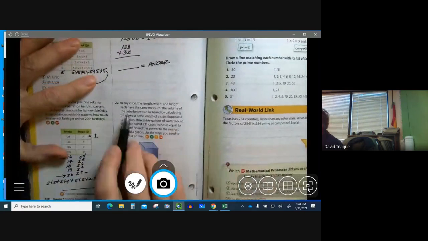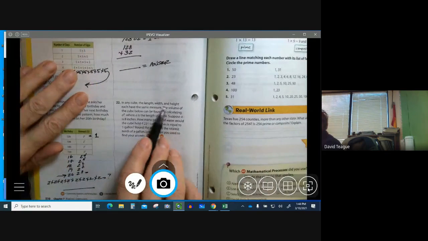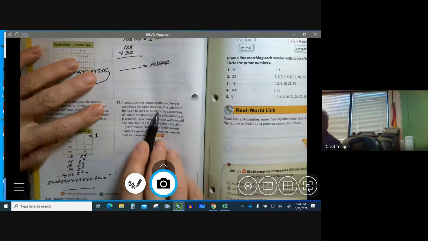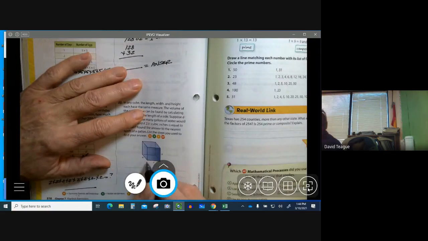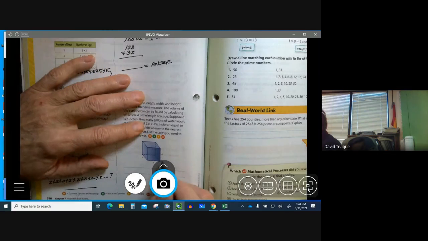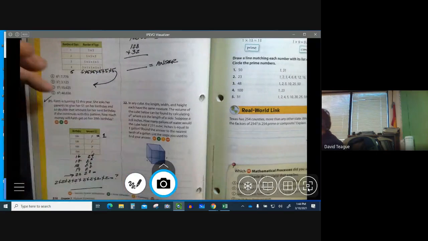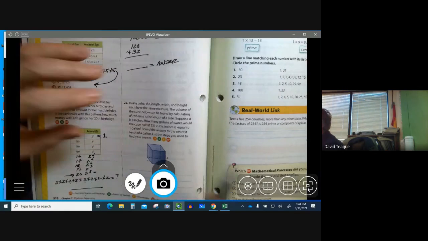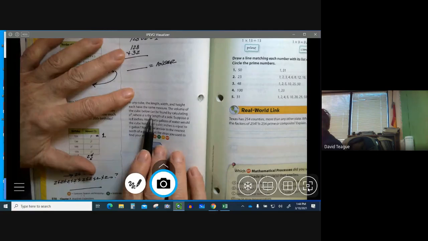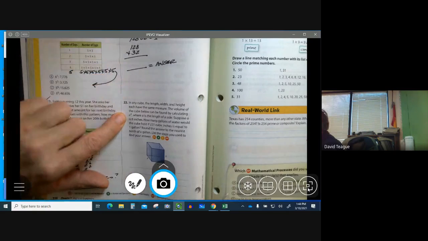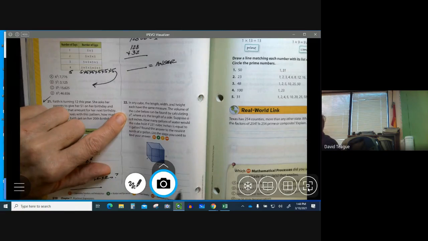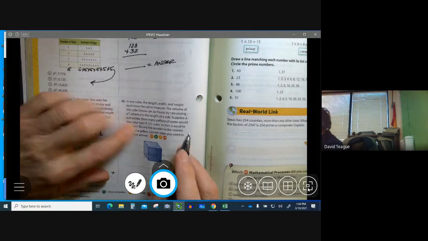In any cube, the length, width, and height each have the same measurement. Right? So here's a cube. Same thing as a square. The sides are equal in a square. A cube is just a 3D dimension of that. The volume of the cube below can be found by calculating a to the power of 3, or a cubed. Now you know where they get the word cube now? When you have 3? Okay.